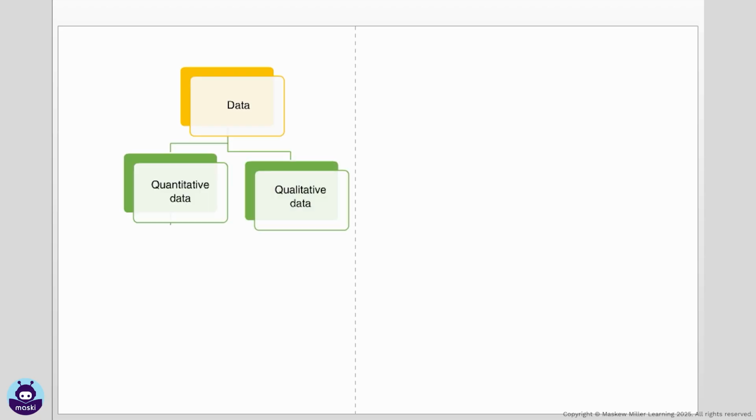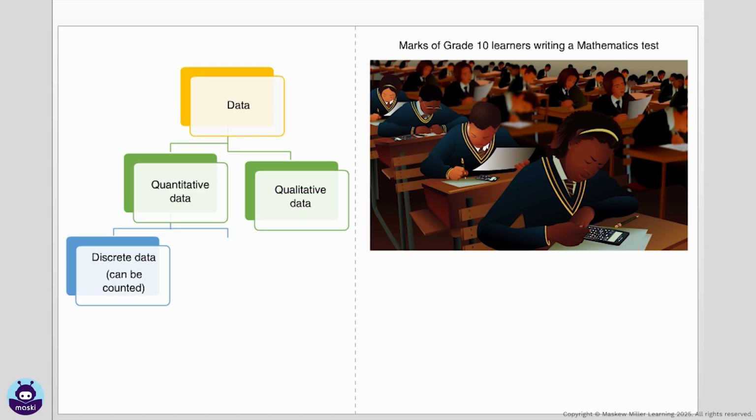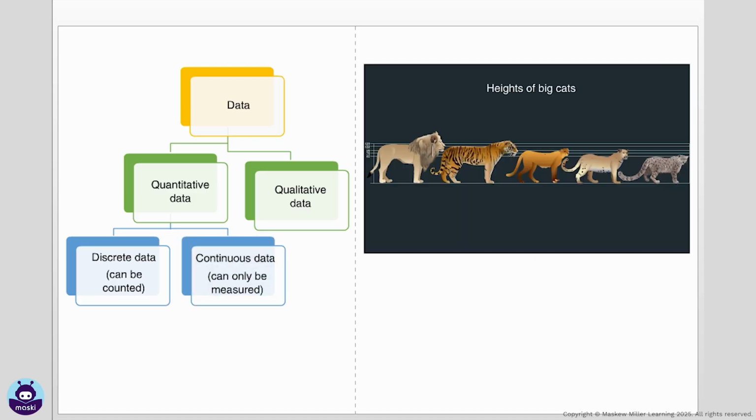Measures of central tendency in grouped data. Data can be classified as quantitative or numerical data and qualitative data. There are two methods of obtaining numerical data. Discrete data can be obtained by counting, that is, marks obtained by learners writing a test. Continuous data can only be obtained using measurement.